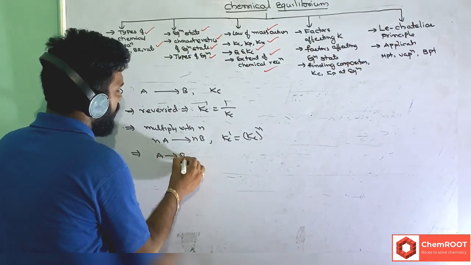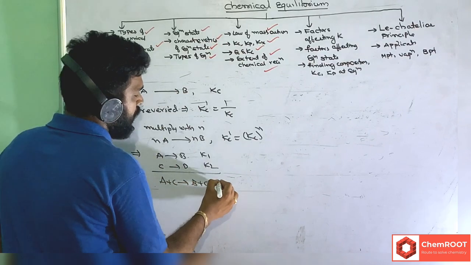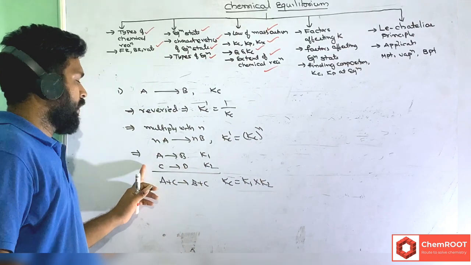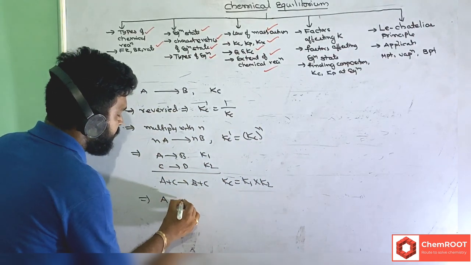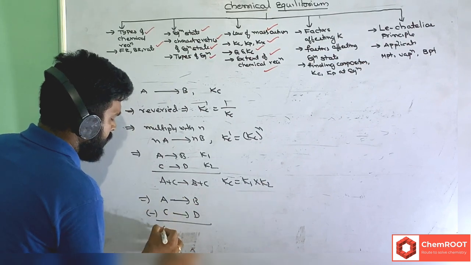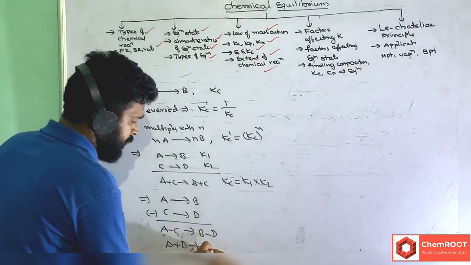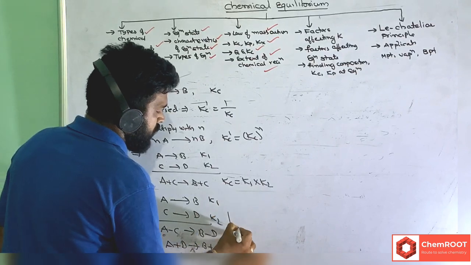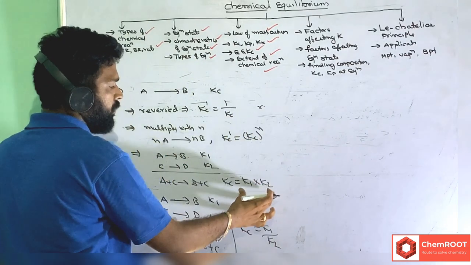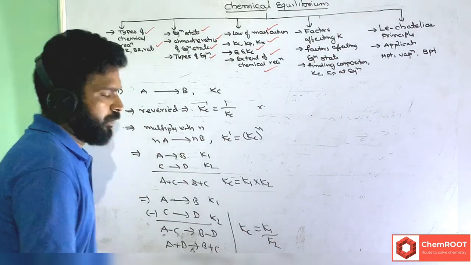Suppose I am adding reactions, A plus B giving C plus D type, with constants K1 and K2. The overall new constant becomes the product K1 into K2. So reversed means reciprocal, multiplication means power, and addition means multiplication. If you are doing subtraction, like A minus C giving rise to B minus D, with K1 and K2, the new constant is K1 by K2, so division. So it is reciprocal here, power here, multiplication here, and division here. In this way, the equilibrium constant is affected by the mode of writing the equation.